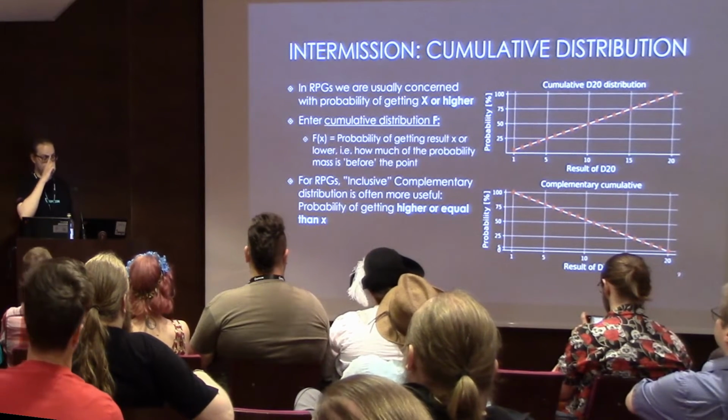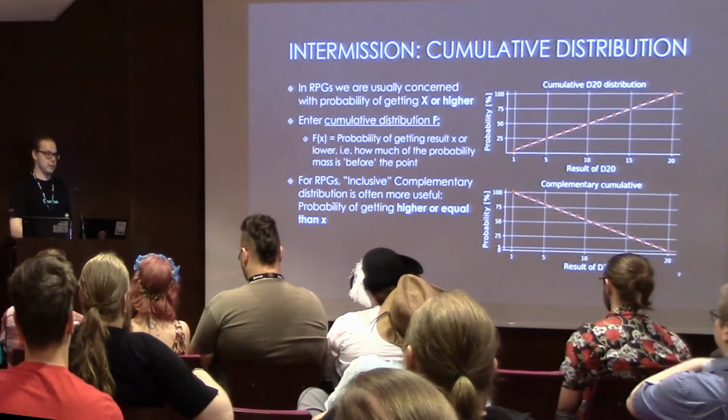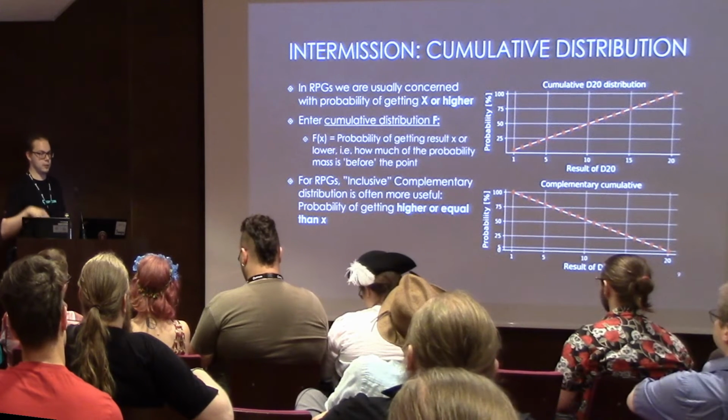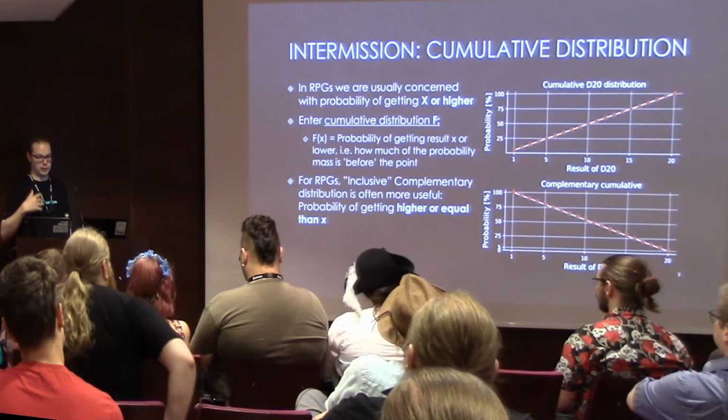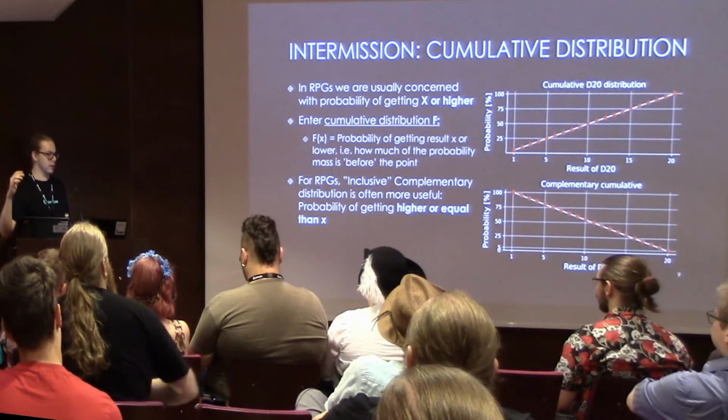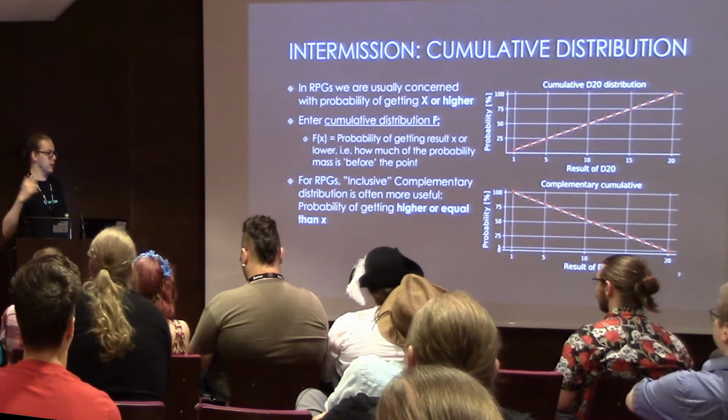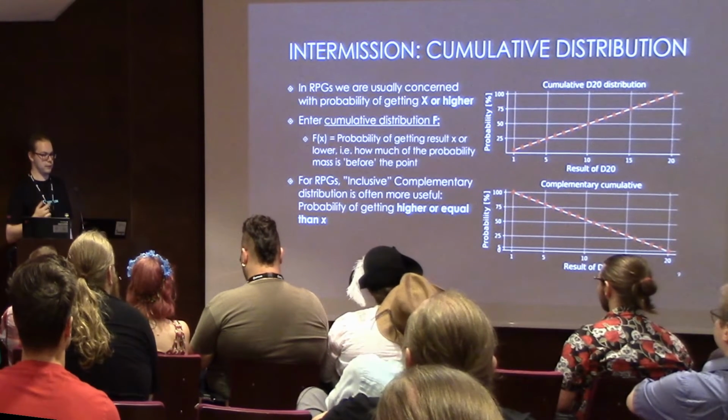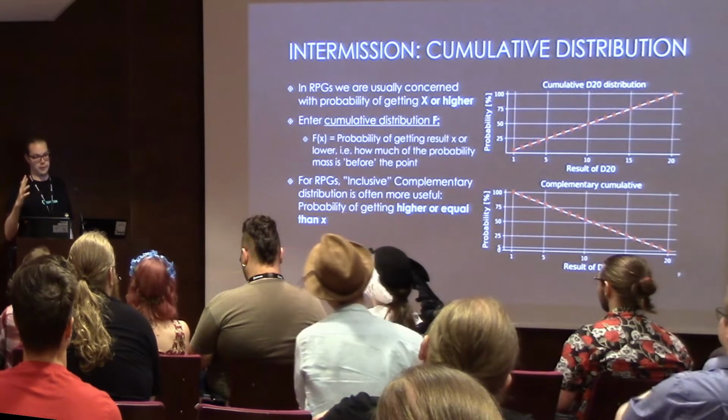So instead of this definition, I'm going to use the following. When I talk about cumulative distributions, I talk about this so-called inclusive complementary cumulative distribution, which gives you the probability of getting a result or higher.